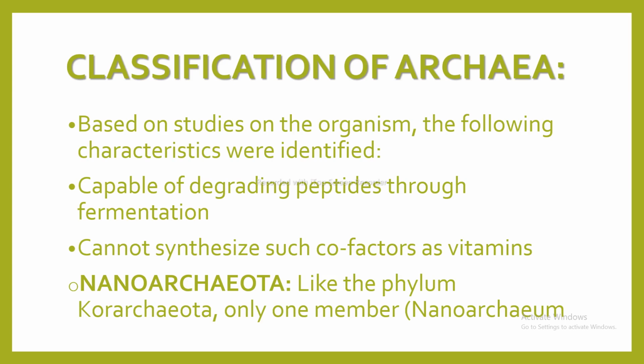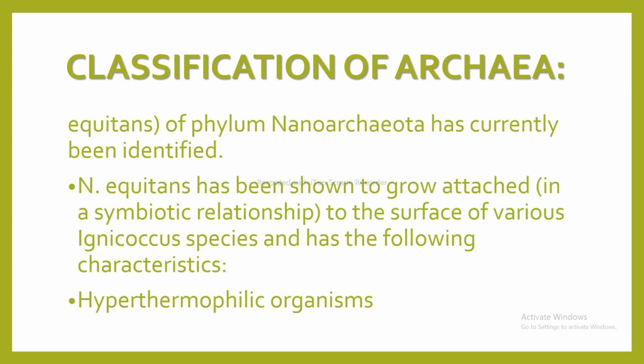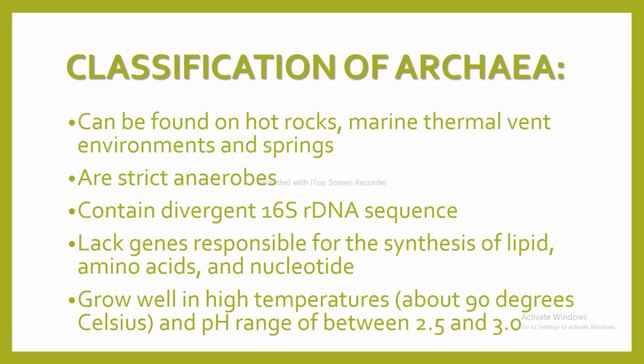Next is the Nanoarchaea. Like the phylum Korarchaeota, only one member, Nanoarchaeum equitans of the phylum Nanoarchaeota, has currently been identified. So N. equitans has been shown to grow attached in a symbiotic relationship to the surface of various Ignicoccus species that have the following characteristics. Hyperthermophilic organisms can be found on hot rocks, marine thermal vent environments and springs. Are strict anaerobes, contain divergent 16S subunit ribosomal DNA sequence, lack genes responsible for the synthesis of lipids, amino acids and nucleotides, grow well in high temperatures about 90 degrees Celsius and pH range of between 2.5 and 3.0.